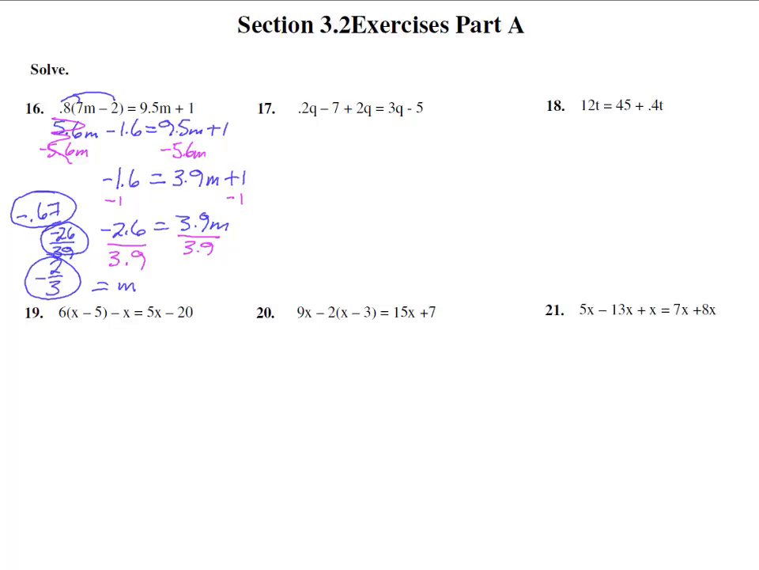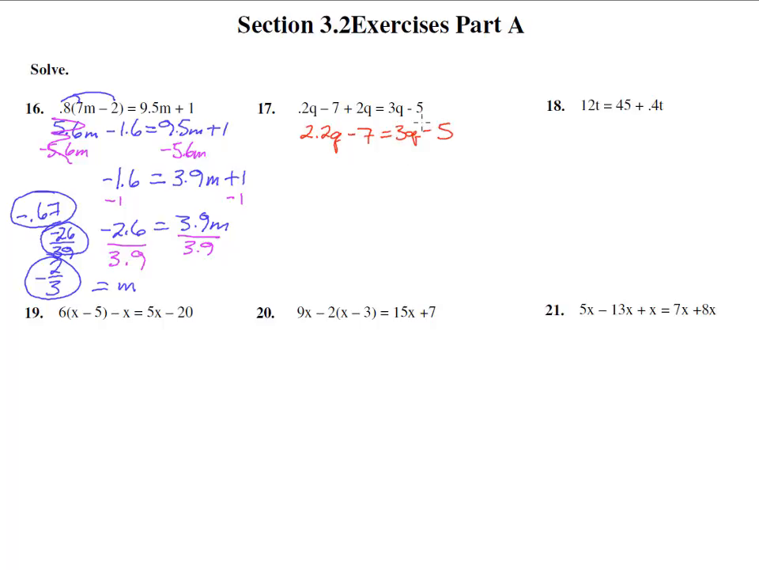Number 17, 0.2q minus 7 plus 2q equals 3q minus 5. We don't have any parentheses to get rid of, but we do have q's everywhere. Let's put these two q's together. 2q plus 0.2q is 2.2q minus 7 equals 3q minus 5.